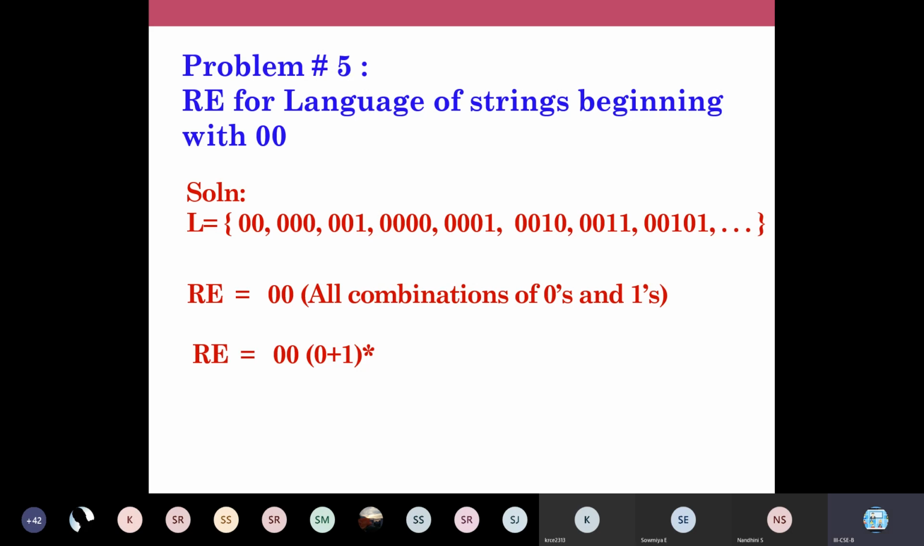The regular expression will have 0, 0 followed by the regular expression denoting all combinations of zeros and ones. For all combinations of zeros and ones, we have seen in the previous problem, it is 0 plus 1 the whole star. Is it not? So your regular expression will be like this: 0, 0, after that you will have 0 plus 1 the whole star. So you just analyze this regular expression. It starts with 0, 0, because in your problem it is given that all the strings must begin with 0, 0. So straight away write that 0, 0.